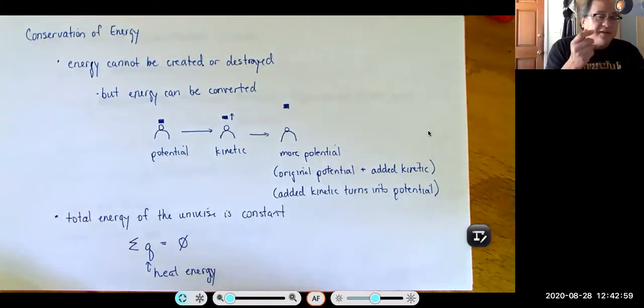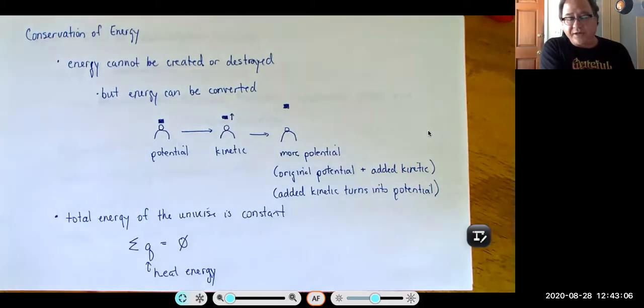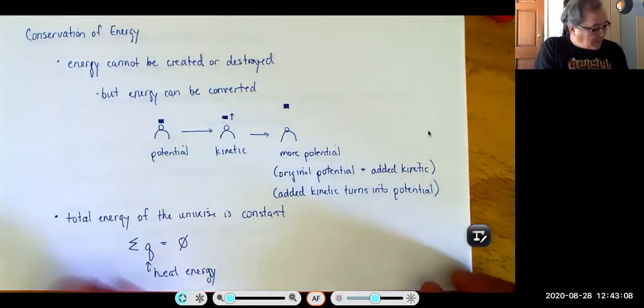Okay, it's like the Nerf gun. You put the little dart in, you compress the spring, you got potential energy. How do you release it? Squeeze the trigger. Okay, all right.